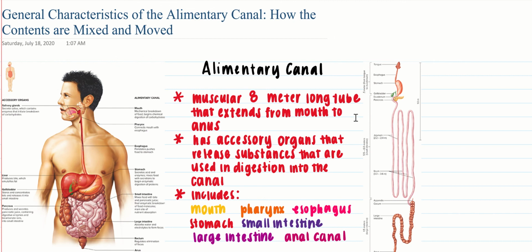So if you look to the picture on the right here, it just shows you how long it is and where everything is located. The same thing with the photo on the left. It tells you the alimentary canal, what's included, and then its accessory organs, such as the liver, the gallbladder, your pancreas, and your salivary glands.